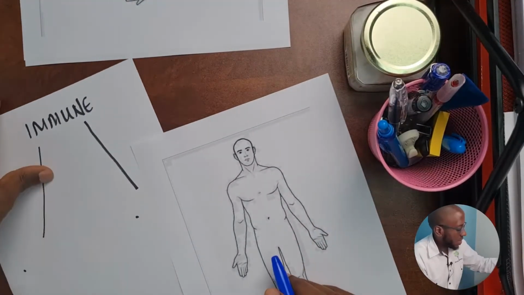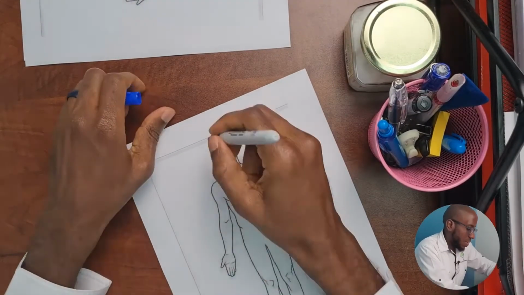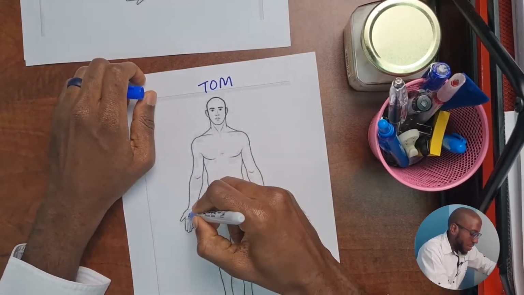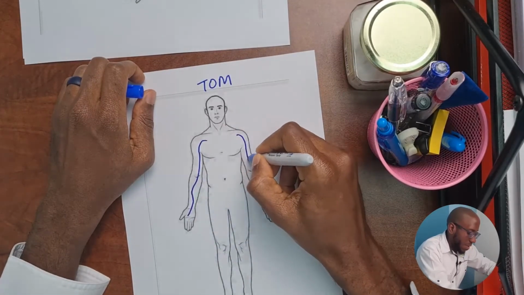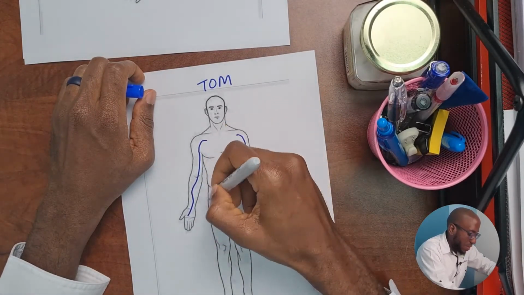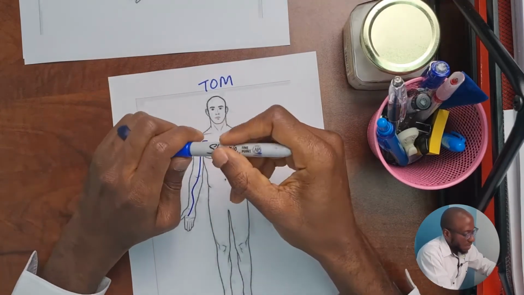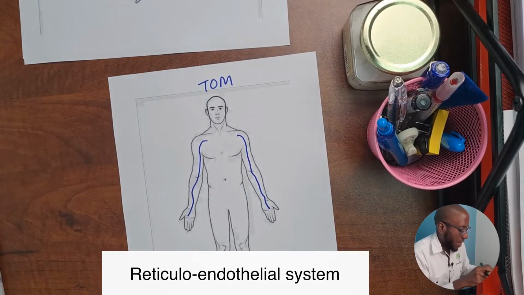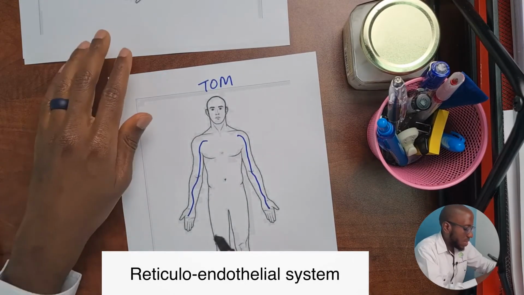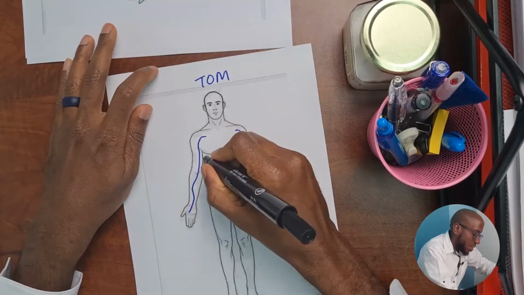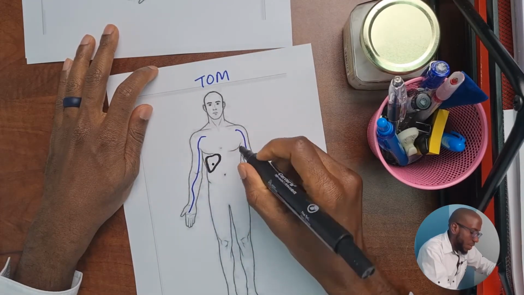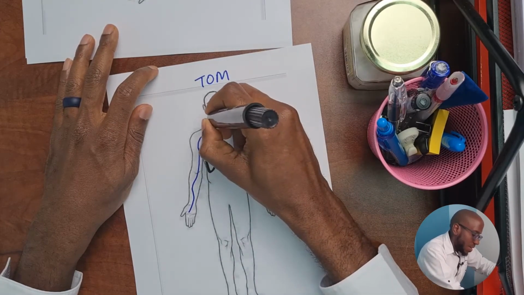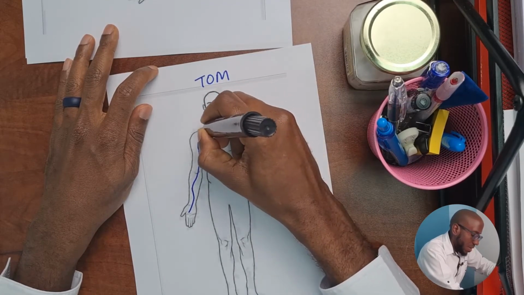All right, so let's get this guy out of here. Let's bring in Tom. Now Tom, naturally, like all of us, will have a circulatory immune system with all the different white blood cells floating through the bloodstream throughout his body. But he's also going to have something called a reticular endothelial system. And that reticular endothelial system is going to consist of a few organs. Number one, it's going to be the liver right here. It's going to be the spleen right here. And throughout the body, there are these little guys that we call lymph nodes. They're scattered all throughout.